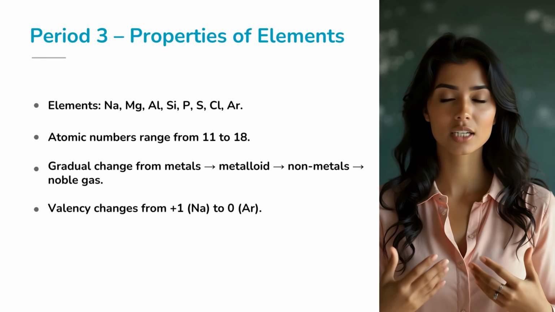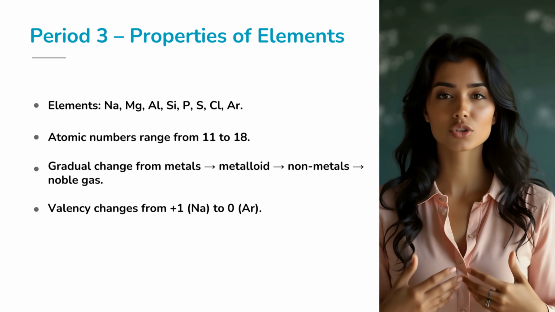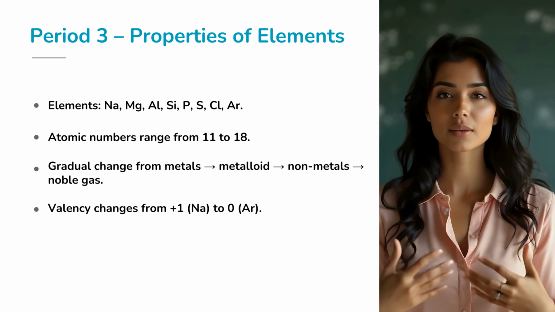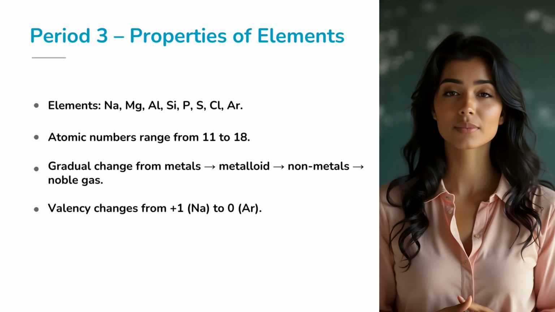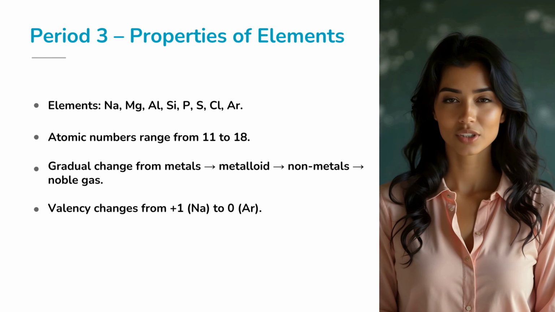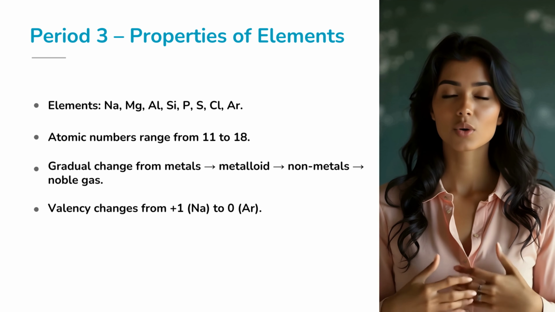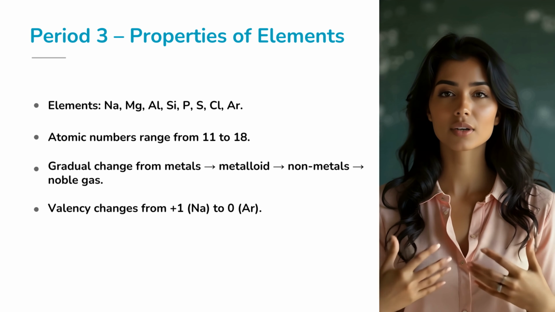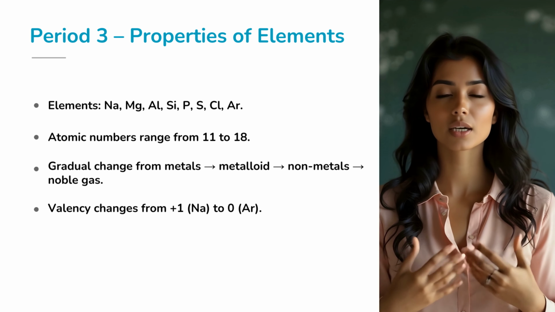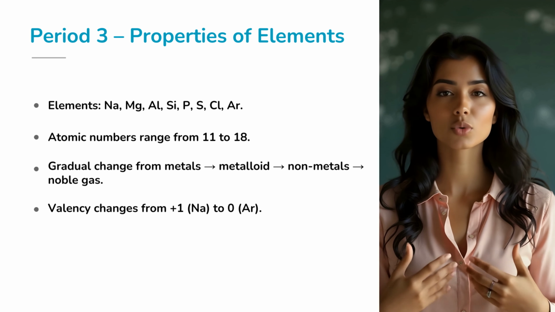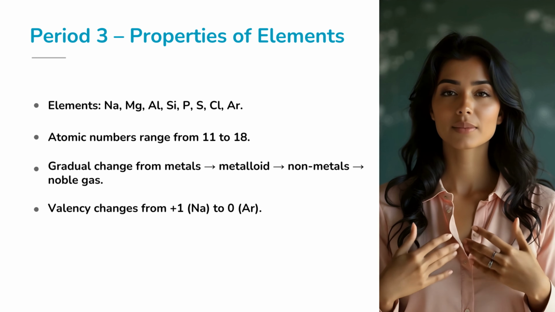The valency changes regularly across the period, starting with +1 for sodium, +2 for magnesium, +3 for aluminium, then reaching 0 for argon. Metallic character decreases from sodium to aluminium, silicon acts as a metalloid, and elements like sulfur and chlorine are strongly nonmetallic. This period perfectly demonstrates the smooth transition from metal to metalloid to nonmetal to noble gas.